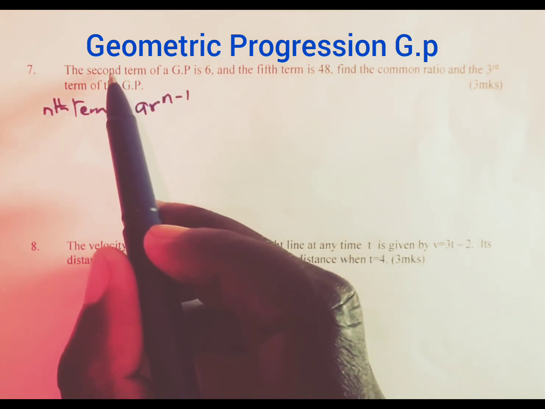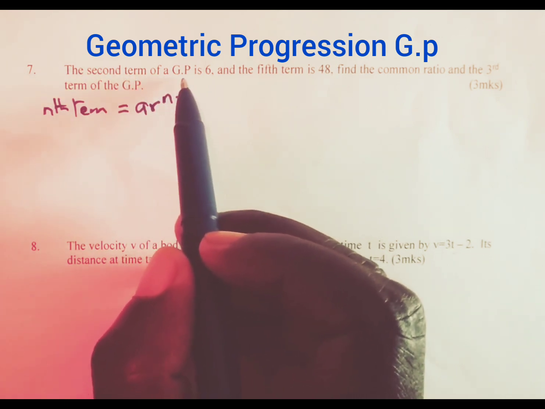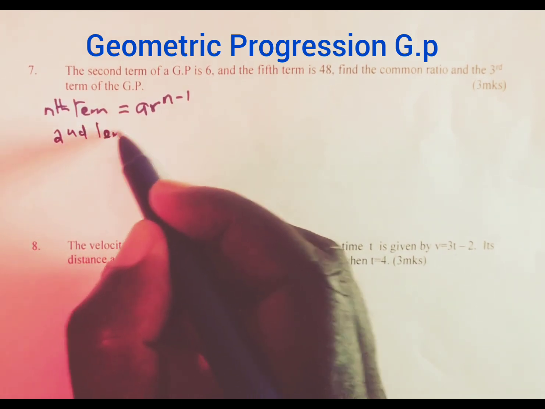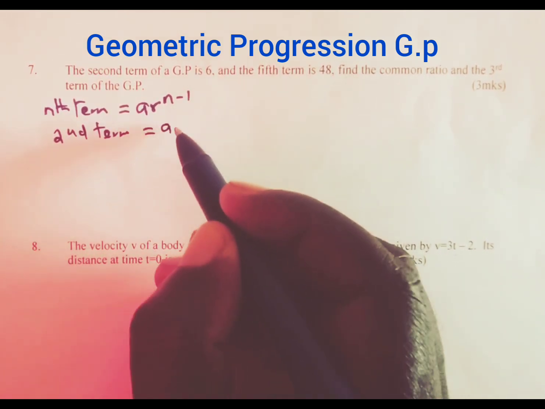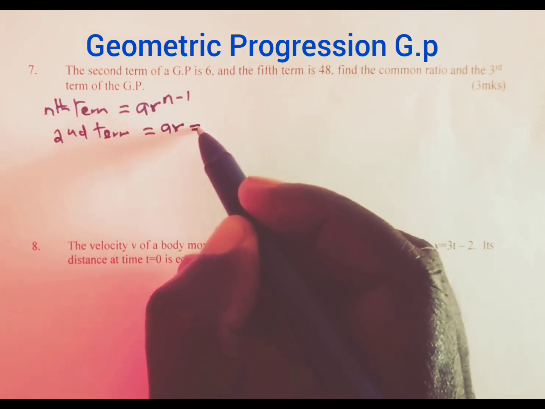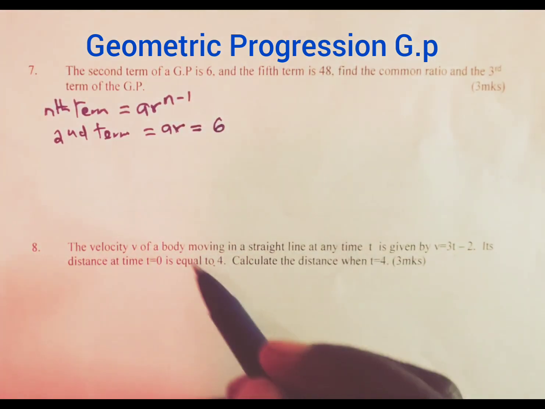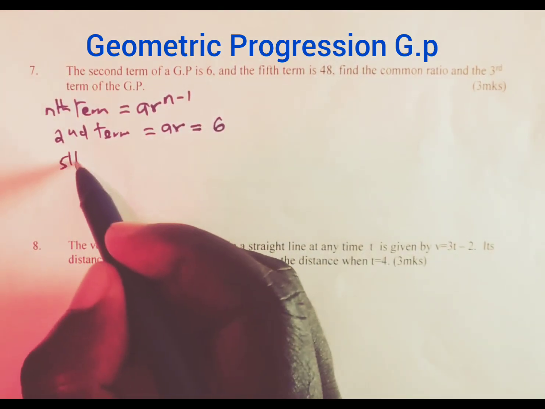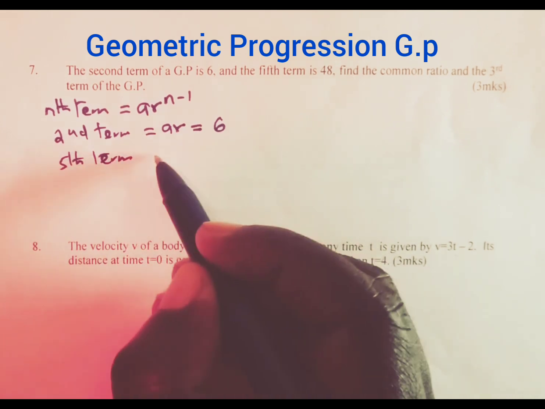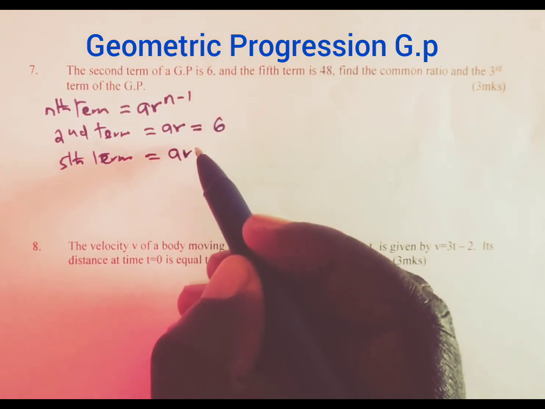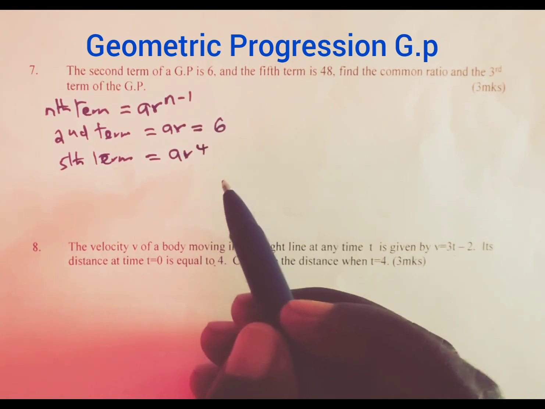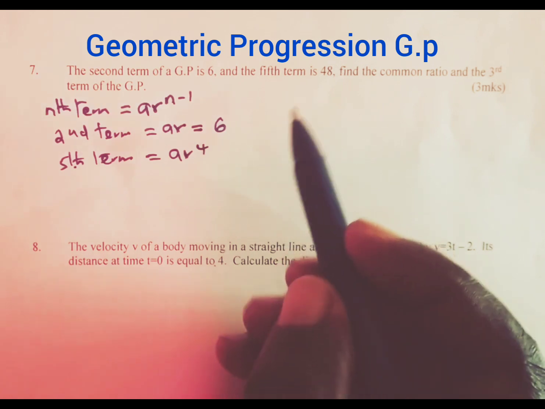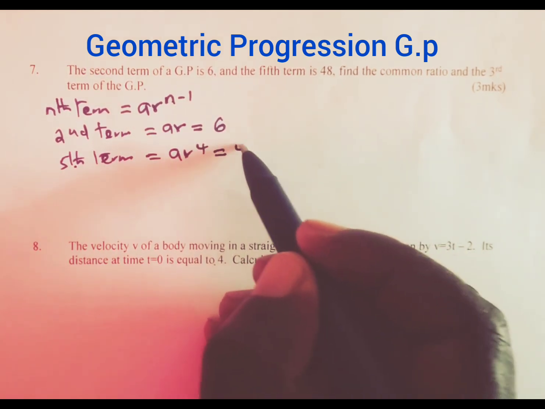We are told the second term of the GP is 6. The second term is given by A multiplied by R, and this second term has been given as 6, and the fifth term is A R raised to power 4. Since n is 5, it is 5 minus 1 giving us 4, and this fifth term is 48.